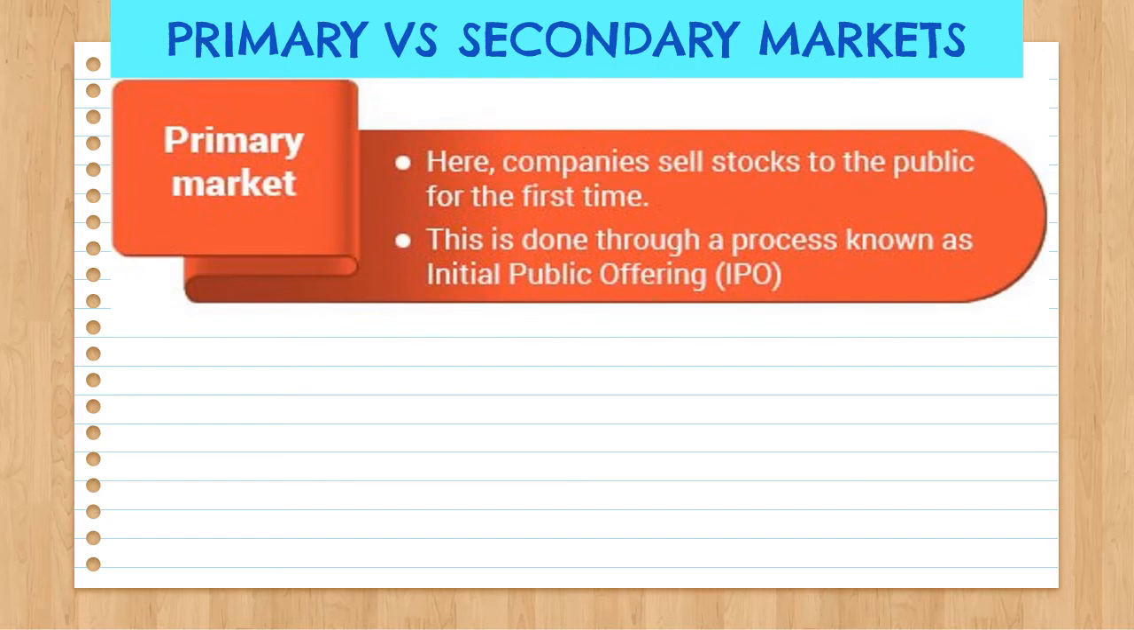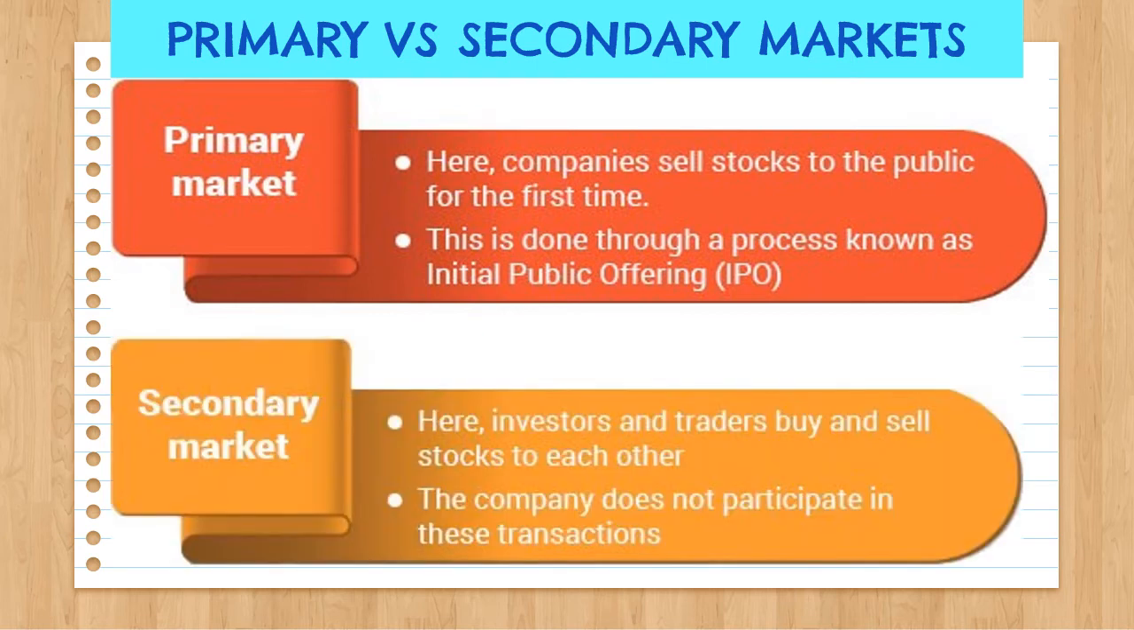Primary versus secondary markets. In the primary market, a company sells stocks to the public for the first time. This is done through a process known as an initial public offering, or IPO. In the secondary market, investors and traders buy and sell stocks to each other, and the company does not participate in this transaction.